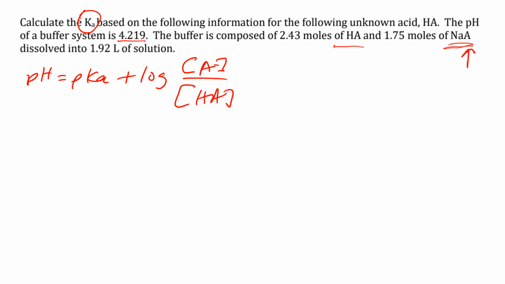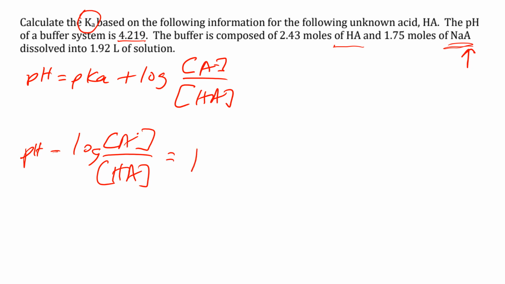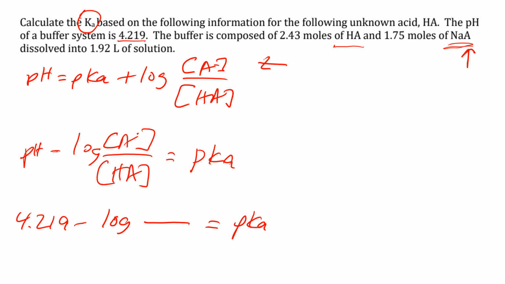So to solve for pKa, it's going to be the pH minus the log of the conjugate base concentration over the concentration of the acid, and that will equal my pKa. So 4.219 minus the log of some fraction will equal my pKa. To find this, we have to find our concentration of both the acid and the conjugate base.